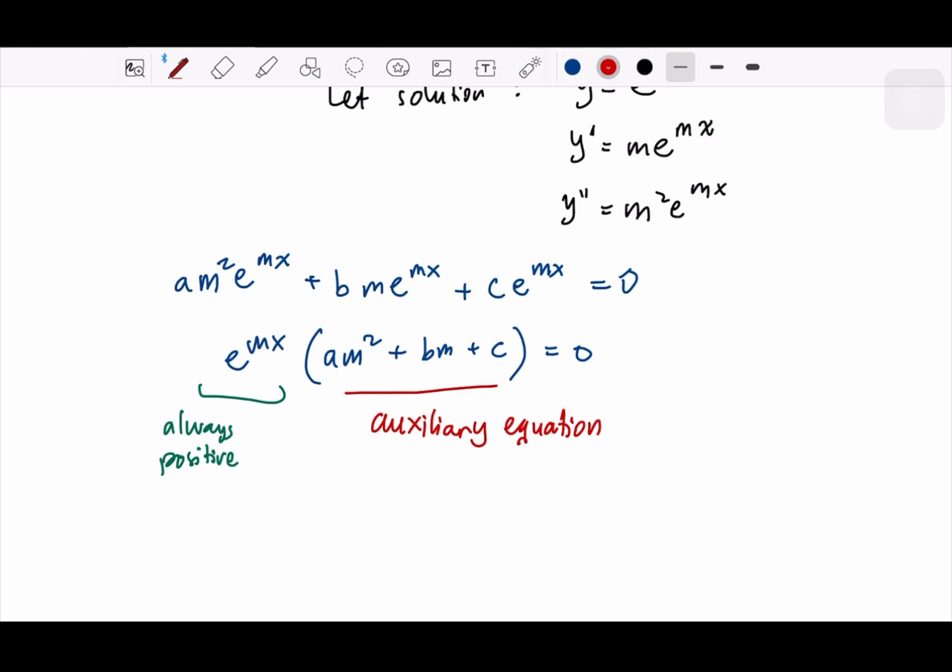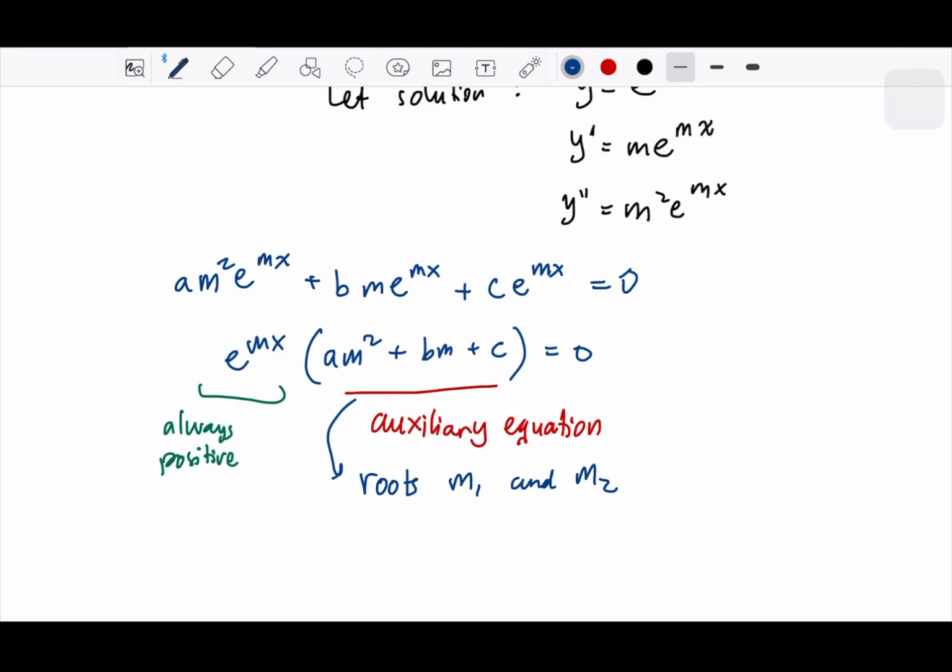Okay, this is like the usual quadratic functions you already learned previously. So we are going to have roots, right? Roots m1 and m2. And we are going to identify the roots from the discriminant. Okay, if you remember this discriminant.